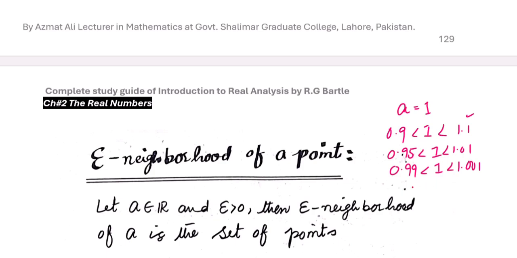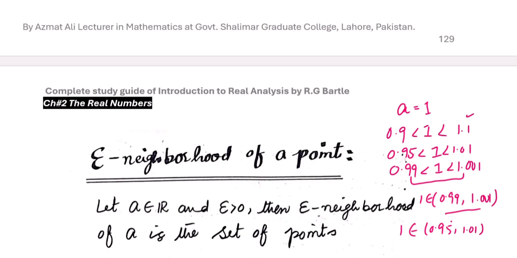So this interval, suppose 0.99 to 1.001, this interval contains 1. So we can say this open interval is a neighborhood of 1. Similarly, you can find another neighborhood of 1, 0.95 to 1.01.